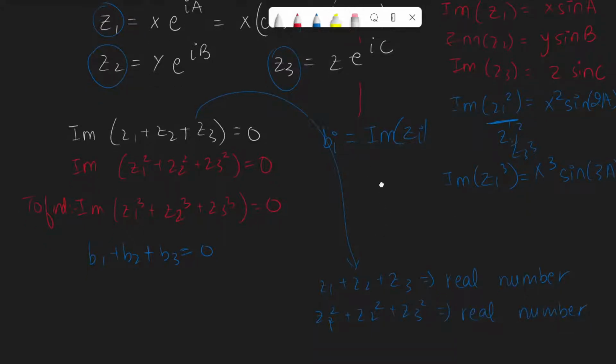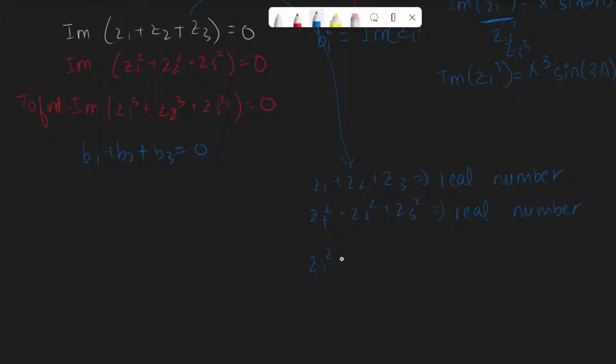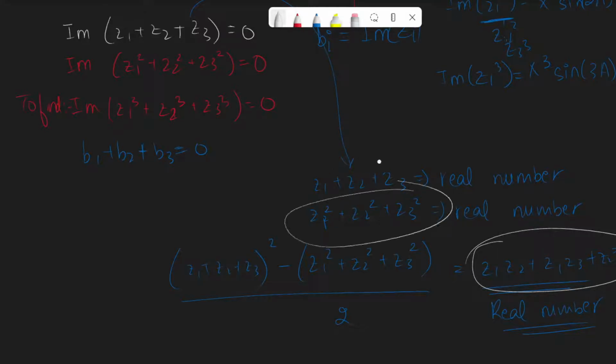What does that mean? That means that the number defined as follows, I'll just write it first and then try to explain it. This number divided by 2 is just equal to z1 z2 plus z1 z3 plus z2 z3. This is also a real number, because any operation that you do with real numbers, as long as it is a sane operation, that is, you're not taking the square root of a negative number, in any type of real valued function, the answer that you get is also a real number. So this is a real number, this is a real number, and this is a real number.